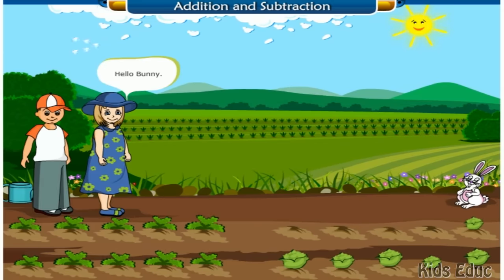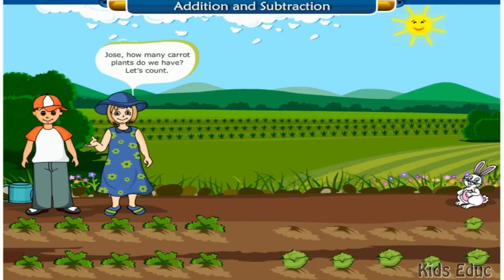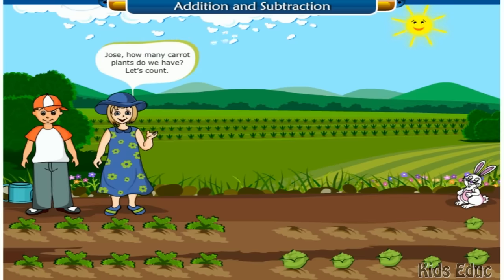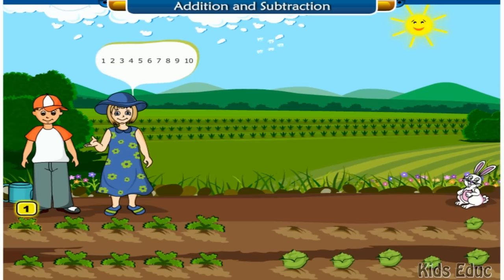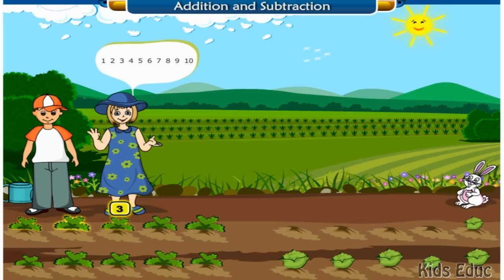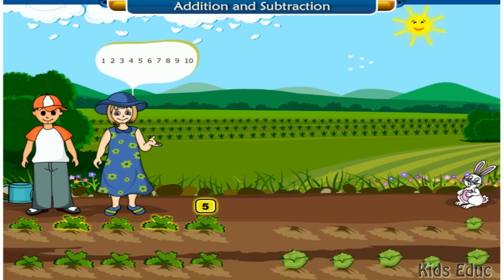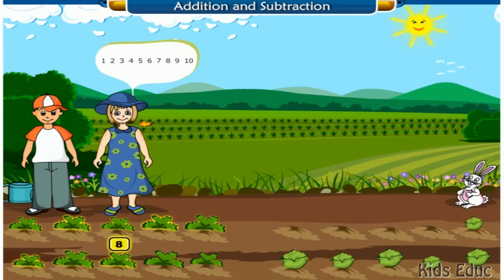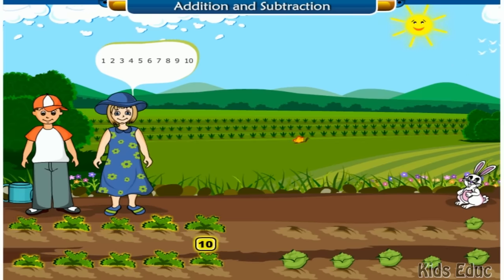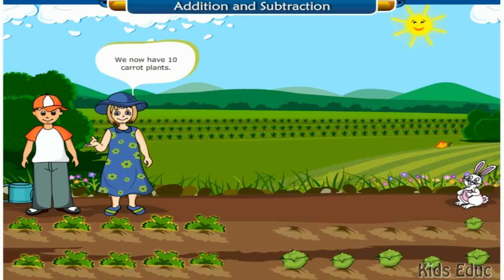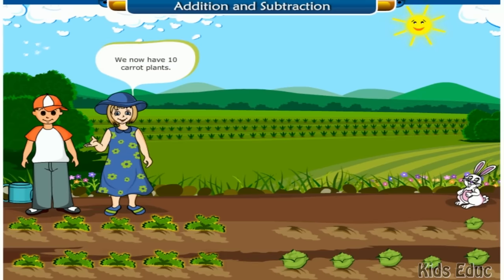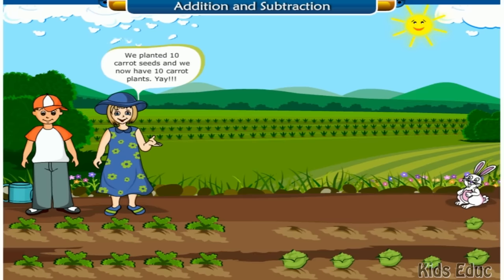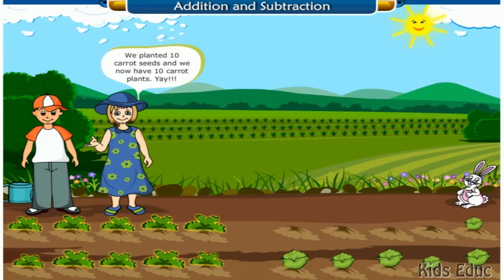Hello, Bunny? Jose, how many carrot plants do we have? Let's count. 1, 2, 3, 4, 5, 6, 7, 8, 9, 10. We now have 10 carrot plants. We planted 10 carrot seeds, and we now have 10 carrot plants. Yay!